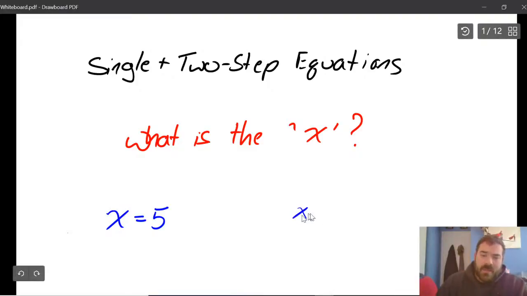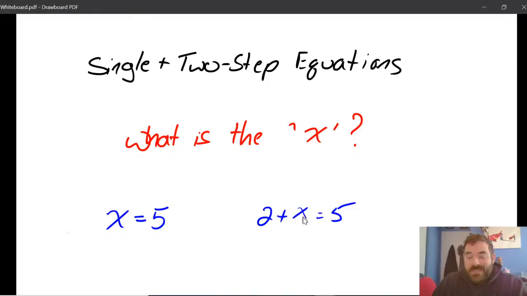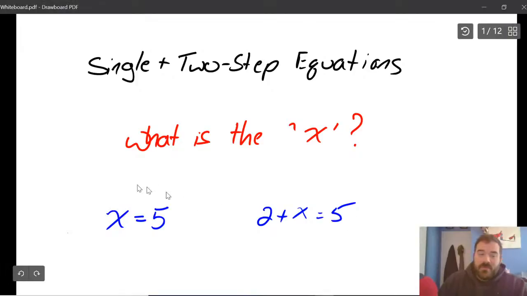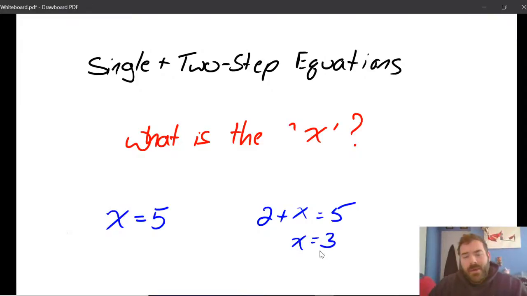We can step it up a bit and make it a bit more complicated by saying 2 plus x is equal to 5. Well, I don't know what x is, but I have some hints. I have this equation that can help me determine what x really is. And here I know that 2 plus something is going to give me 5. Well, I know intuitively that 2 plus 3 is 5, and so my x here is probably going to be 3. And that's using intuition to figure out what the variable is.